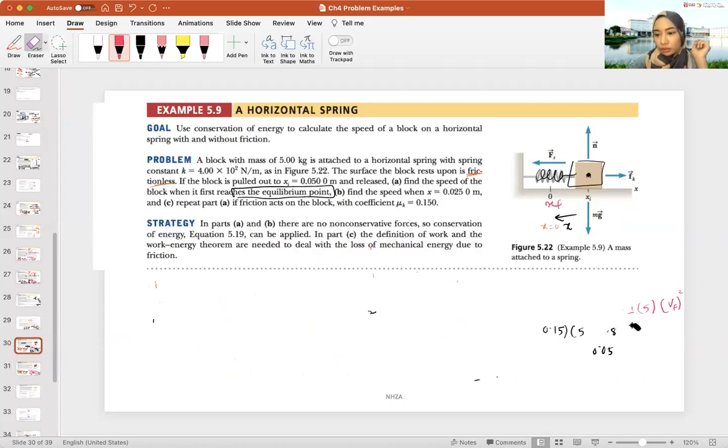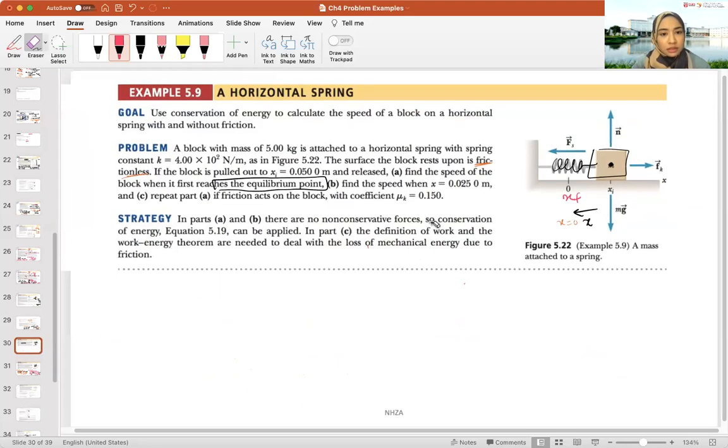So I'm going to continue with spring problems. Okay. So this is a horizontal spring, as you can see over here. Use the conservation of energy to calculate the speed of a block on a horizontal spring with and without friction. Okay, so still sama juga, EI equals to EF. When we have friction, we have the minus WNC in our initial side.